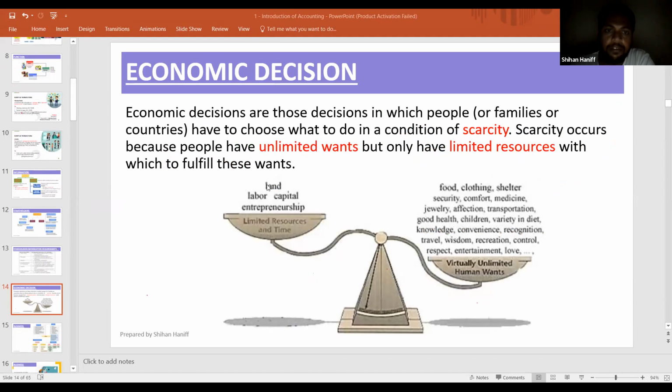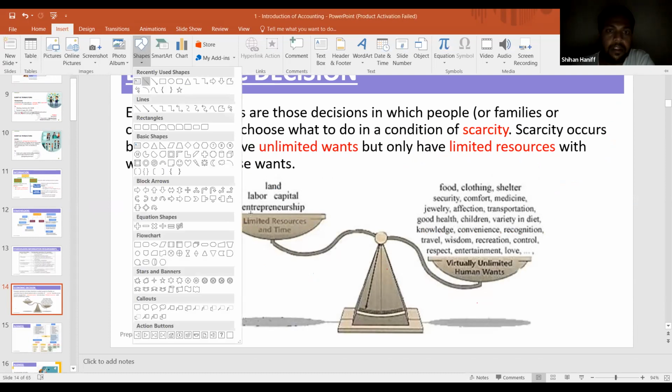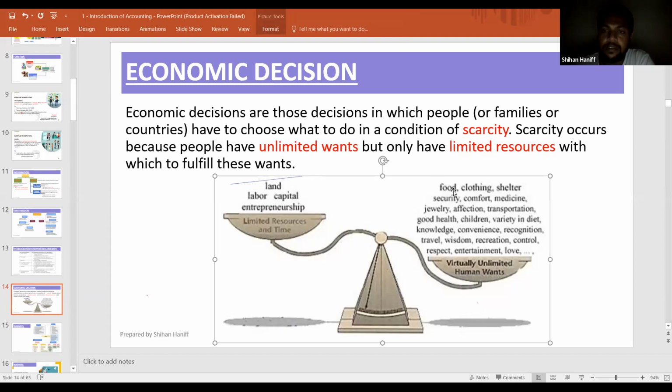We have limited resources: land, labor, capital, entrepreneurship, but our wants are unlimited. Then there is a scarcity, right? So we can't satisfy all our wants. Therefore, we need to sacrifice and select the best option.